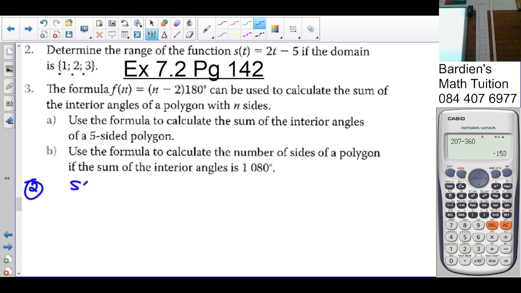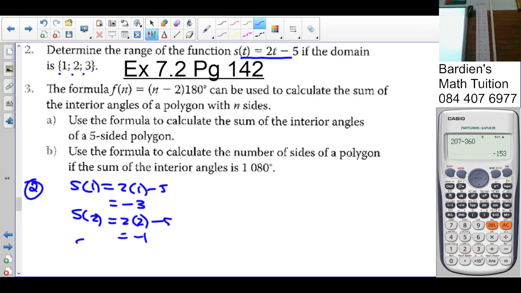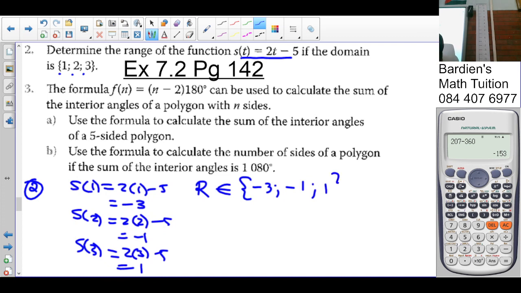So in other words, I'm going to work out s of 1. It's going to be 2 times 1 minus 5. Remember, that's the equation. It gives you an answer of negative 3. So s of 2 is 2 times 2, which is 4, minus 5 is negative 1. s of 3 is going to be 2 times 3 minus 5, which is 1. So what is my range? The range is an element of negative 3, negative 1, and 1.